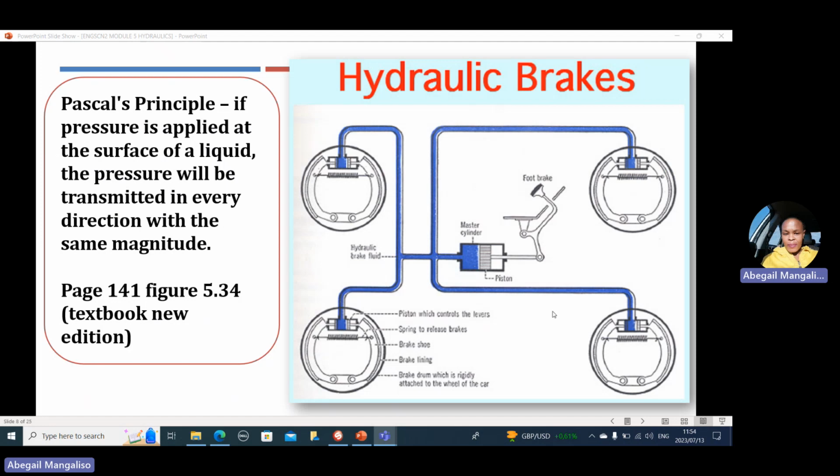For example, an application of Pascal's principle is the hydraulic brakes. When you apply force on the foot pedal, that force will be transmitted to this piston and it will press down the brake fluid. And this brake fluid will be transmitted into all the wheels with the same magnitude in all directions.